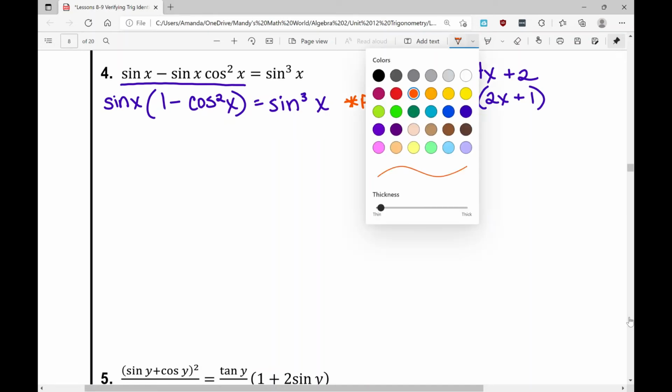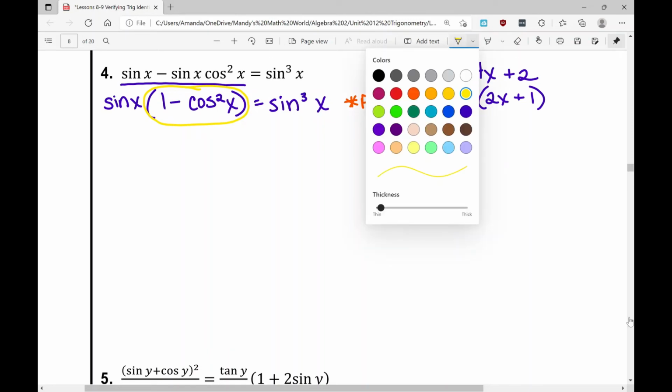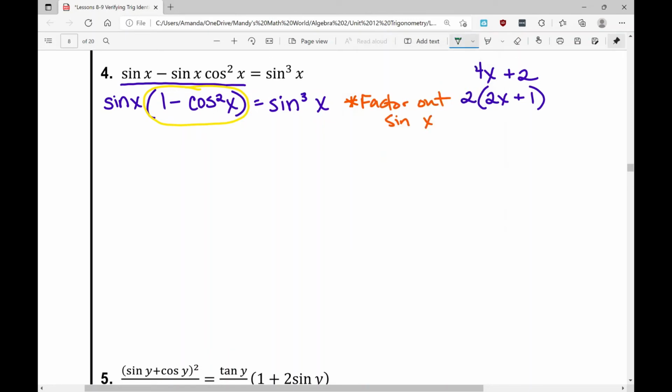That's a good little note. Moving on to the next step. So now I know, because we've done this so much in yesterday's lesson and today's lesson, 1 minus cosine squared x, I can rewrite as what? That's a Pythagorean identity. And what's that identity? Sine squared x plus cosine squared x is 1. I can rearrange it so that 1 minus cosine squared x is sine squared x.